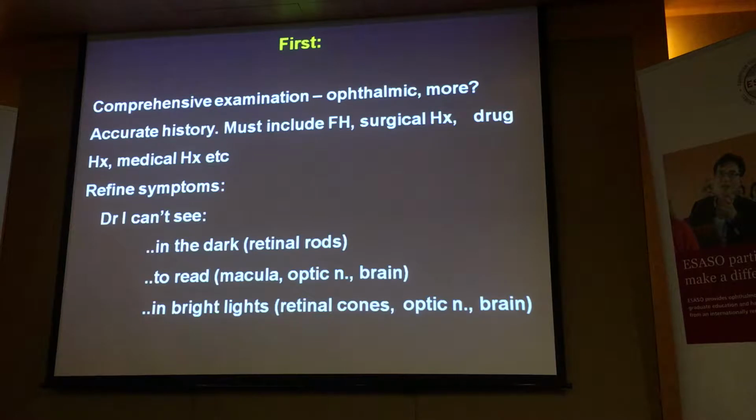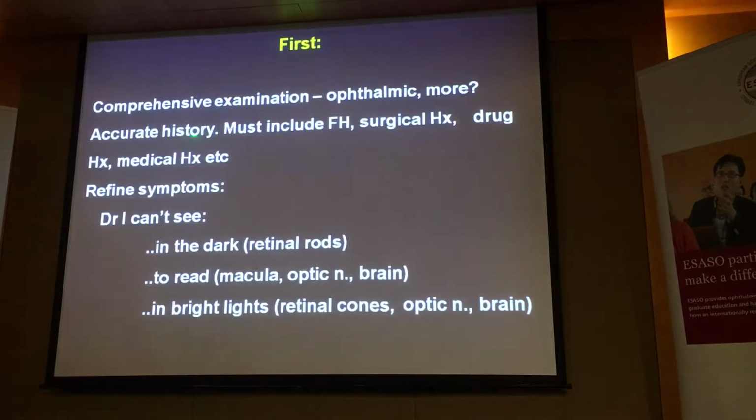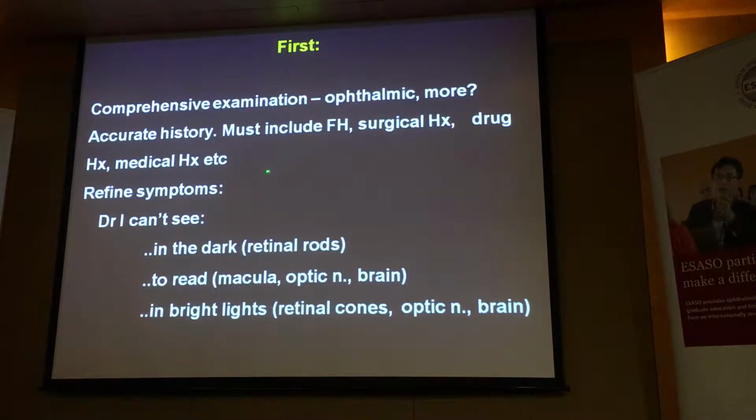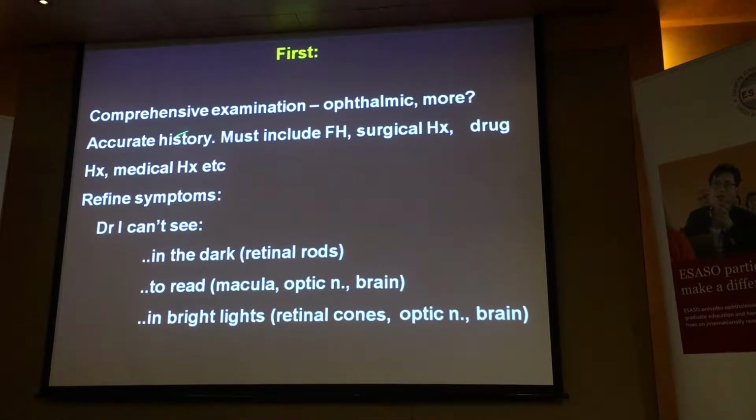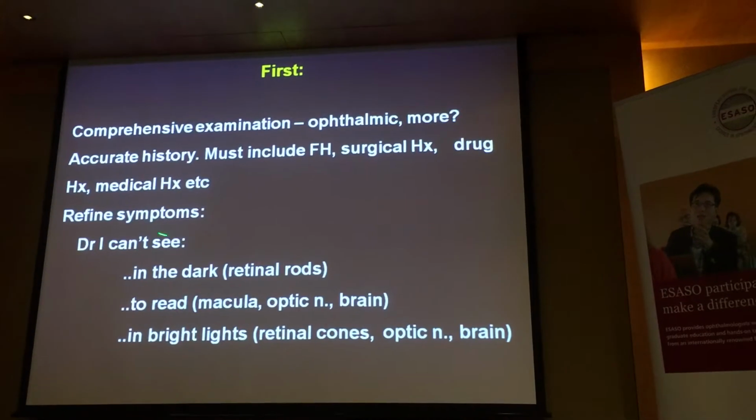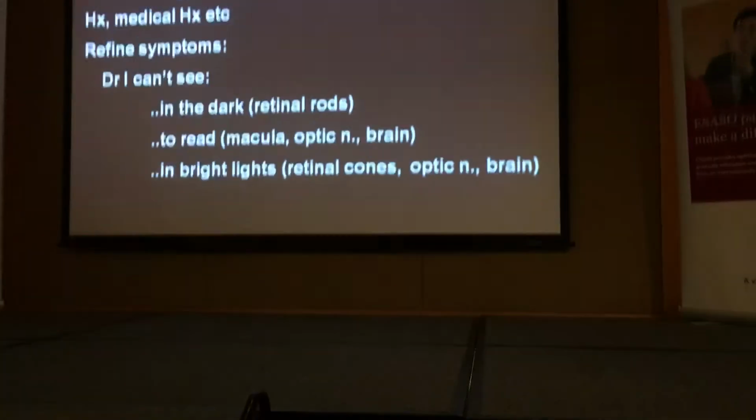You know, ophthalmologists get used to examining eyes, but if you've got cardiopedal, you look at polydactyly, you've got Refsum disease, you've got these strange forked toes, you might have to examine other bits of the body. Take an accurate and complete history, which must include family history, surgical history, drug history, medical history, etc. And the symptoms then need to be refined.